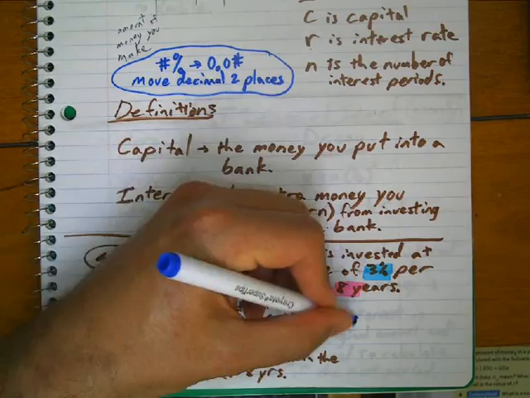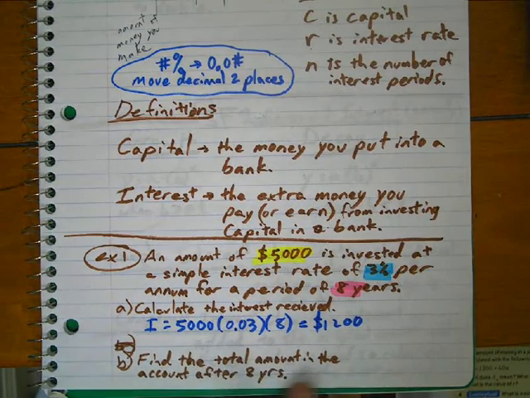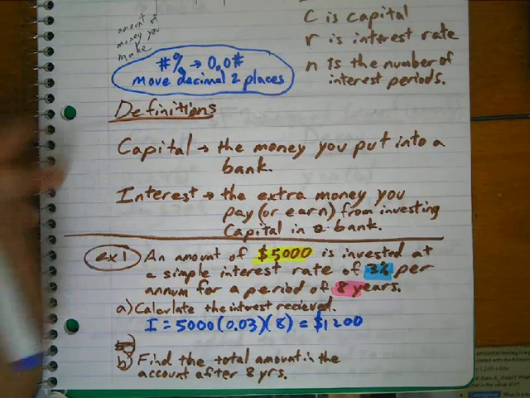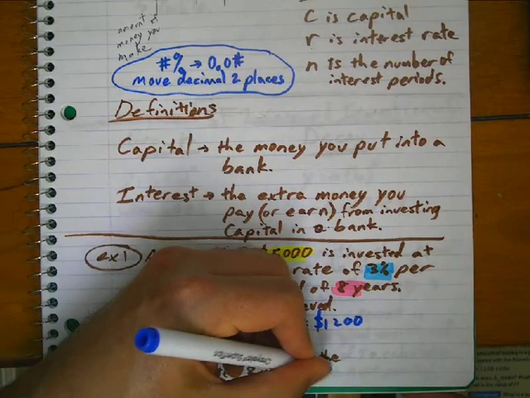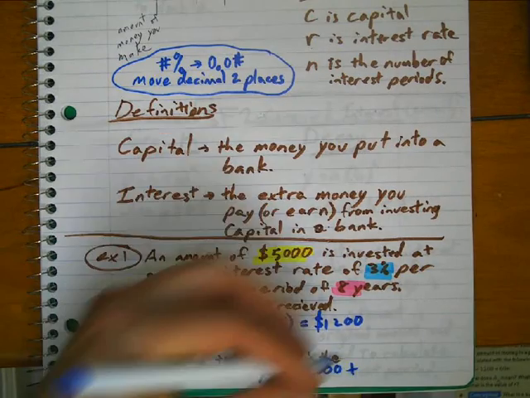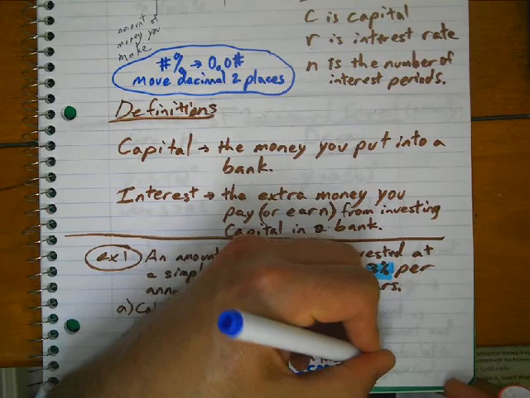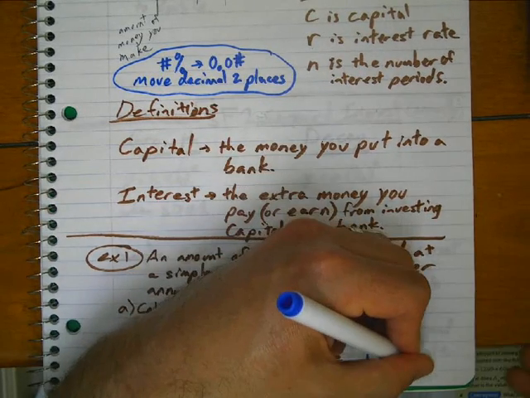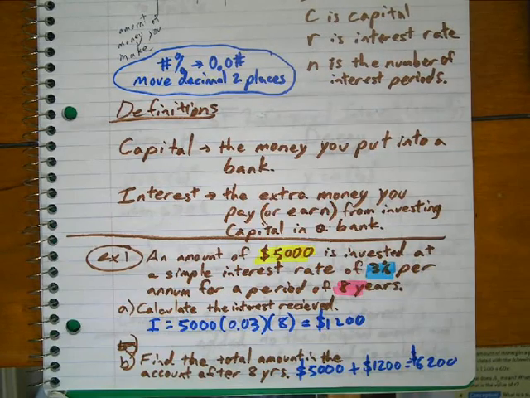$1,200. Okay, and then find the total amount in the account after 8 years. You're going to take the initial amount that you had, which is $5,000, and then add your interest, which is $1,200, and you end up with $6,200. Okay. All right, let's go to the next page.